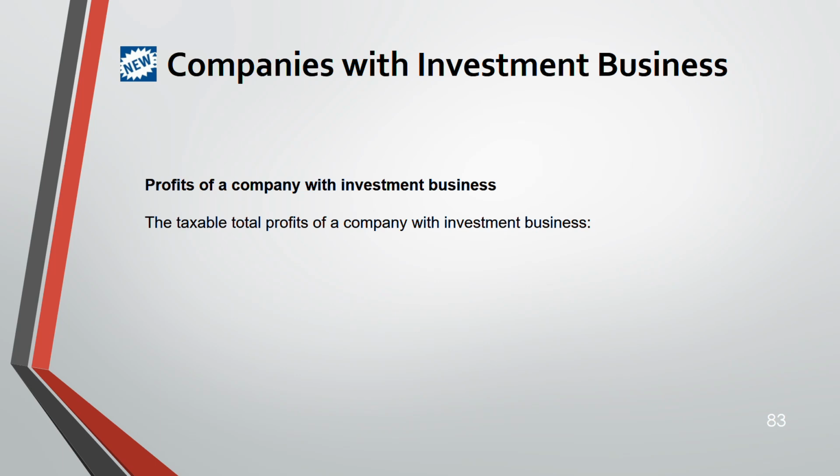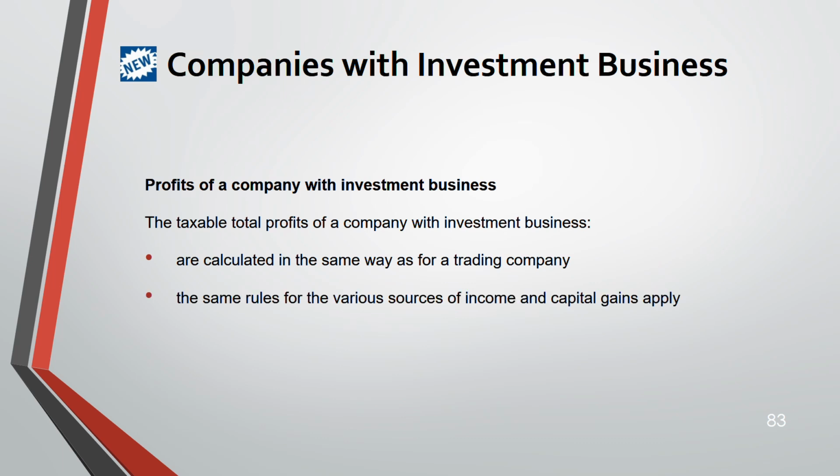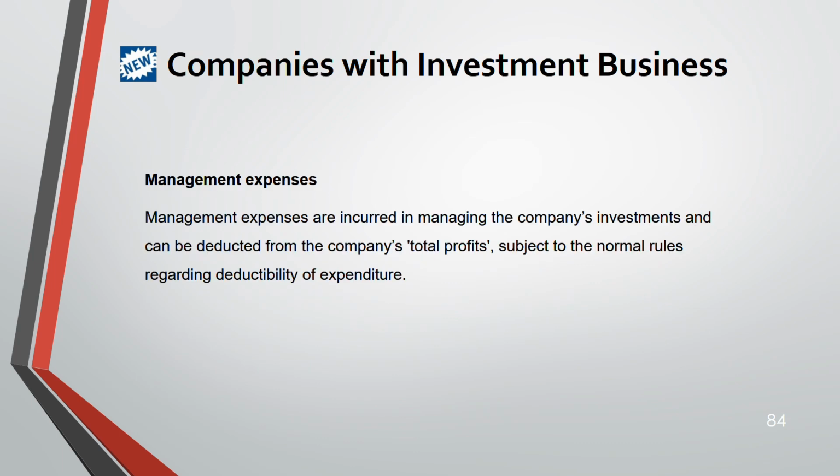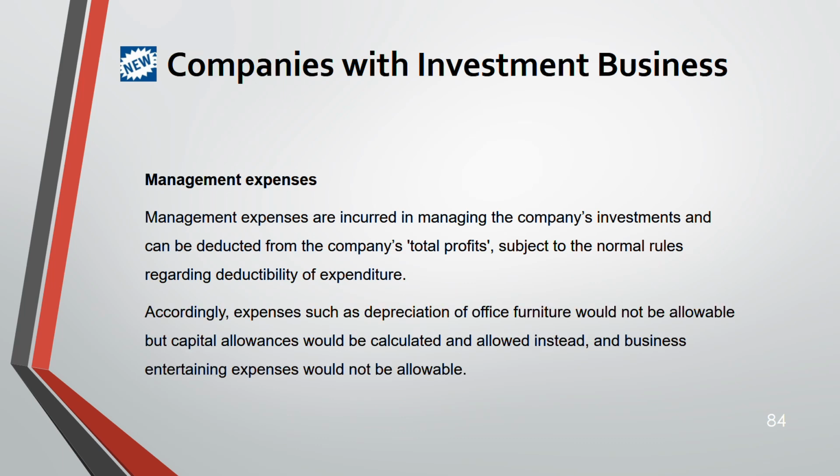The taxable total profits of a company with investment business are calculated in the same way as for a trading company. Same rules for the various sources of income and capital gains. For example, costs relevant to property business will be deducted from the property income. Now, management expenses. Management expenses are incurred in managing the company's investments, and these can be deducted from your total profit. Accordingly, expenses such as depreciation of office furniture would not be allowable, but capital allowances would be calculated and allowed instead, and business entertaining expenses would not be allowable.